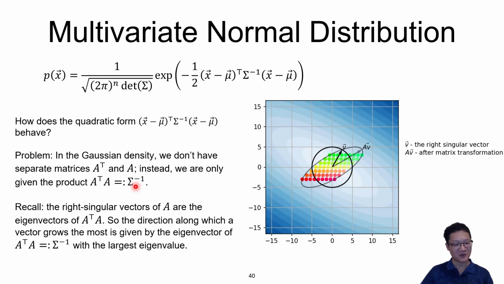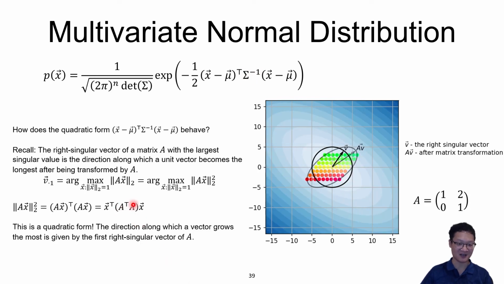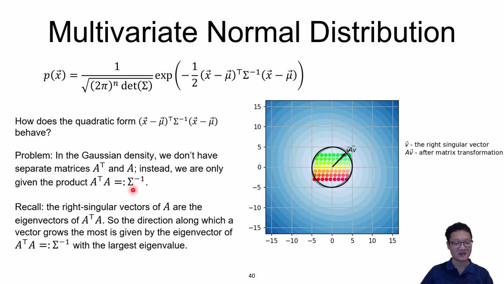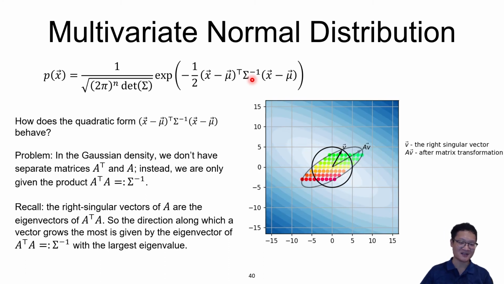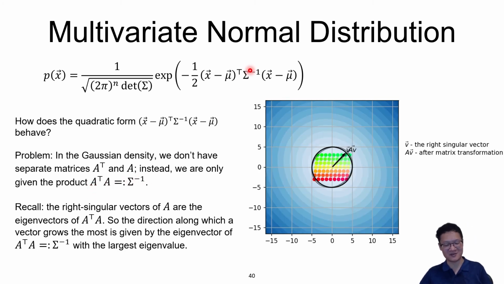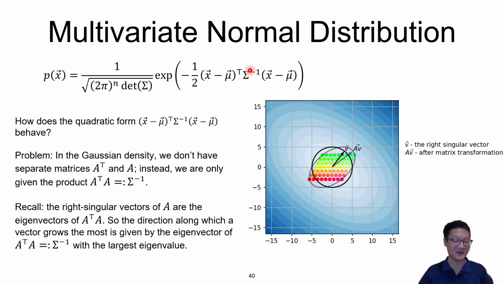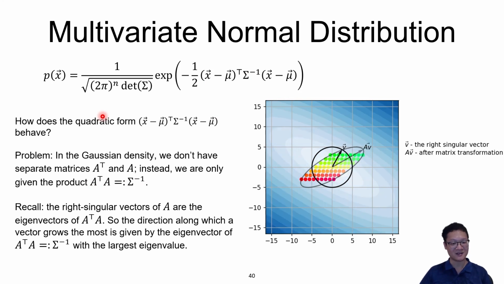So actually, we need to do one more step. In the Gaussian density, the middle matrix is not in the form of A transpose A. It's actually just a single matrix, sigma inverse. I suppose you could try to determine which A will have the property that A transpose A equals sigma inverse, but it's not so necessary here, because we can now relate the right singular vectors of A to the eigenvectors of A transpose A.